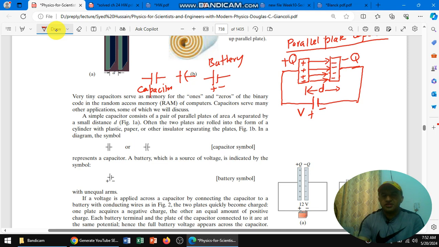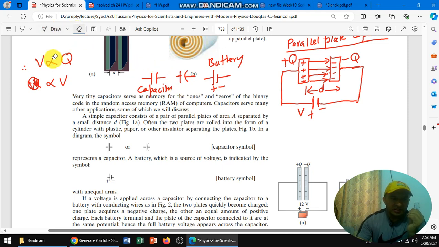It is experimentally observed that the potential V is proportional to the charge Q. What does it mean? If you use a battery of higher potential, more charge will be stored on the capacitor plates. So potential is proportional to charge, or Q is proportional to V. If we remove the proportionality, we are left with a constant of proportionality, so Q equals CV.